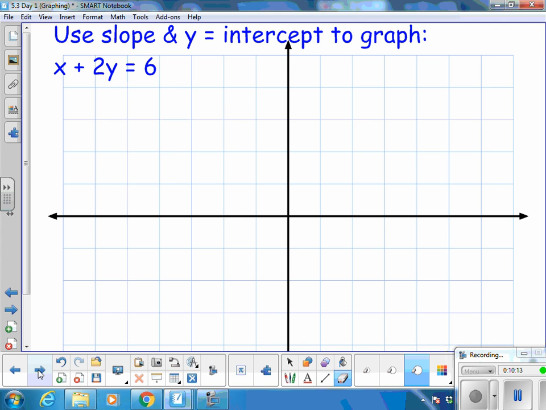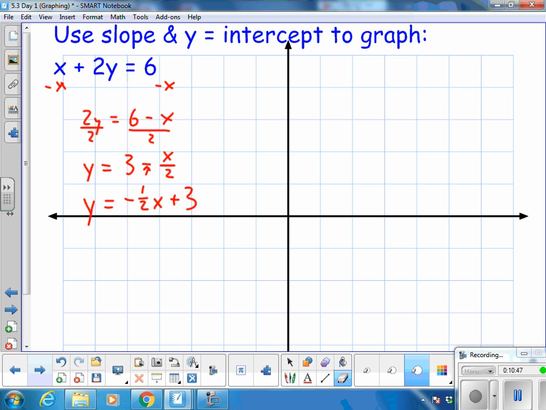I got to turn this into a function, so let's do that first. So minus x, so I have 2y equals 6 minus x. I'm going to divide everything by 2 and end up with y equals 3 minus x over 2. I'm going to change this around though so I can see it in slope-intercept form. This is negative here, so it's negative 1/2 x plus 3. I'm going to pause this and graph it, and you can see how it's going.